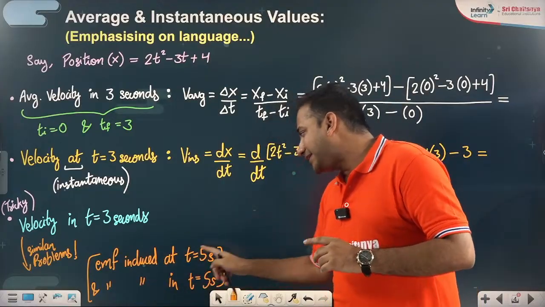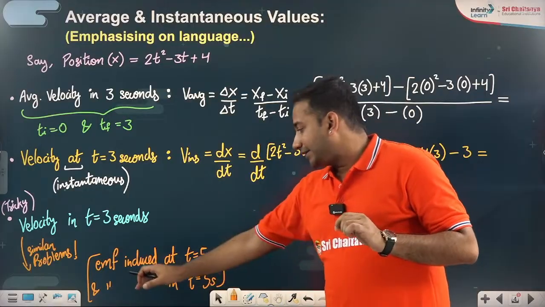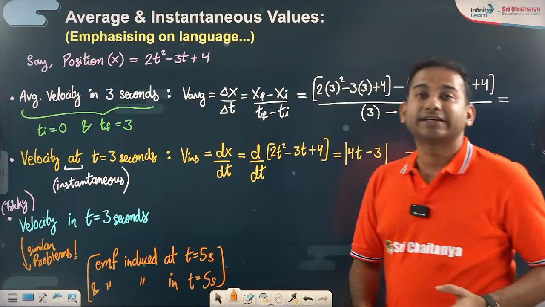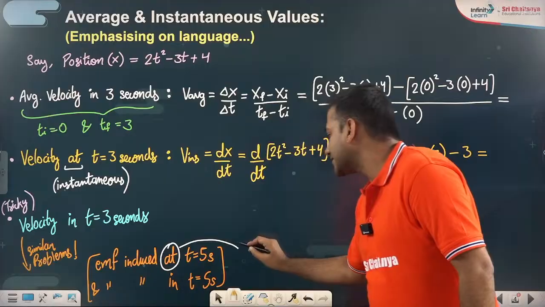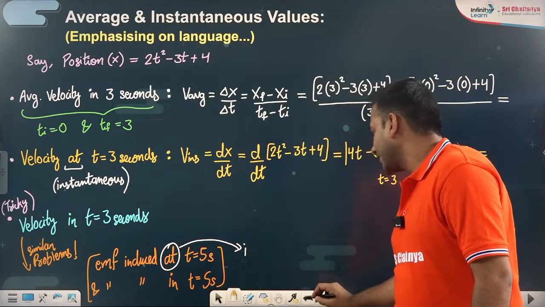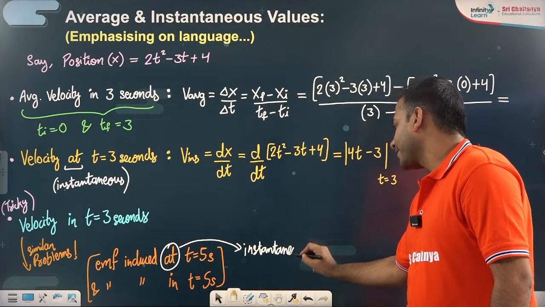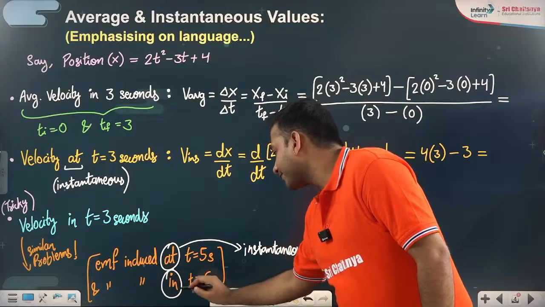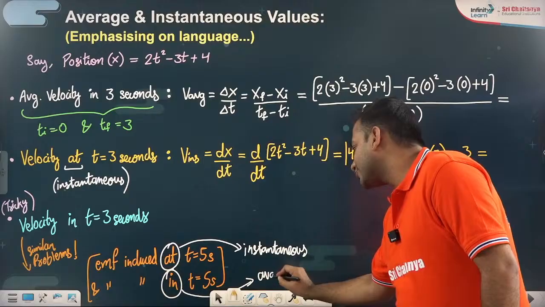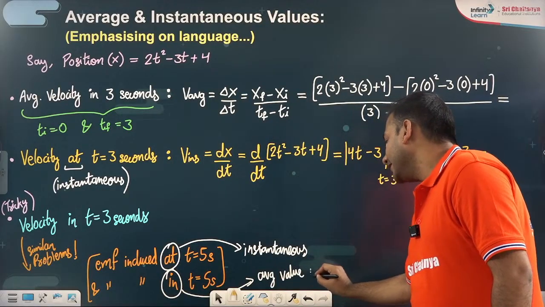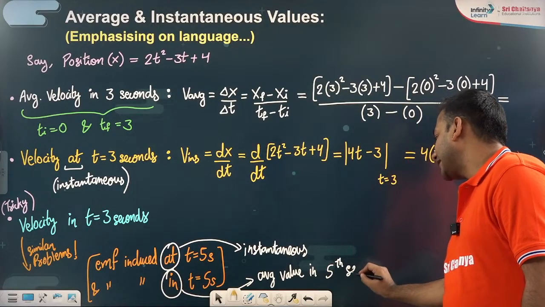EMF induced at t equal to this means they are asking you the instantaneous value. But EMF induced in t equal to 5 seconds means you have to consider a time duration. At means they are asking you instantaneous. Okay. And in means they are asking you the average value in fifth second. Average value in fifth second.